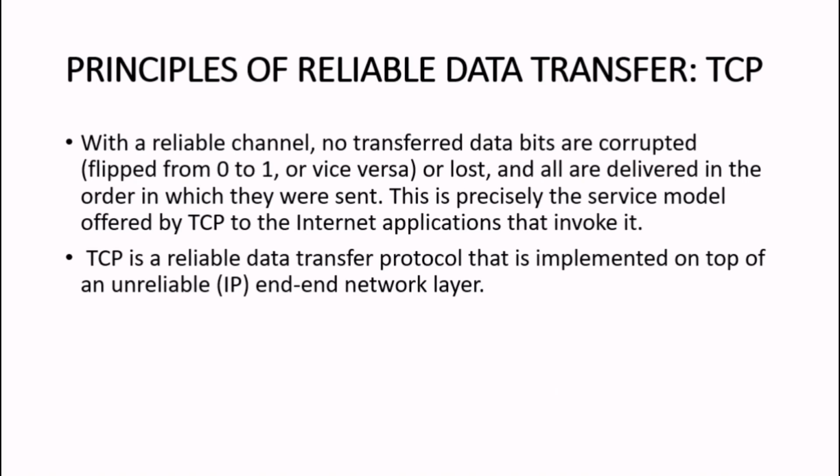Now we're going to discuss the principle of reliable data transfer in TCP. With a reliable channel, no transferred data bits are corrupted. So there's no flipping from 0 to 1 or vice versa, and no data loss. And all are delivered in the order in which they were sent. This is precisely the service model offered by TCP to the internet applications that invoke it. TCP is a reliable data transfer protocol that is implemented on top of an unreliable IP end-to-end network layer.